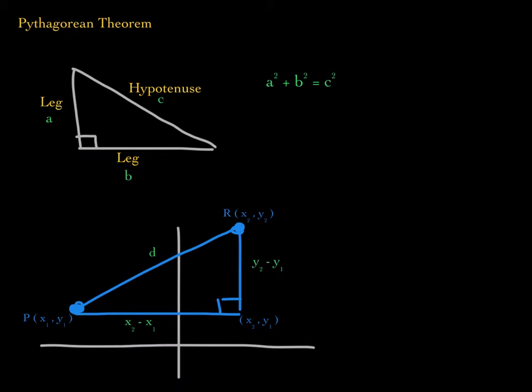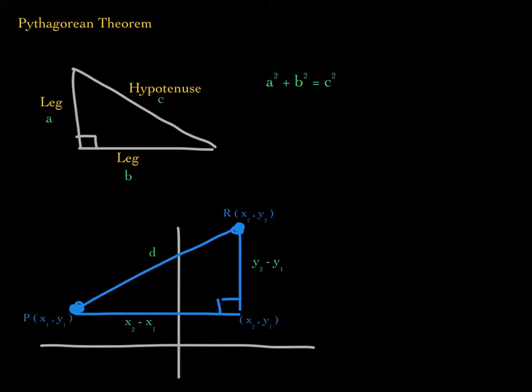Now we have this right triangle in the rectangular coordinate system in our plane, and the horizontal side of this right triangle has length x sub 2 minus x sub 1. That's the length of this leg. And the length of this vertical side here is y sub 2 minus y sub 1, basically the difference between the y coordinates. And the question is, what is the distance between point P and point R? What is the distance labeled d?